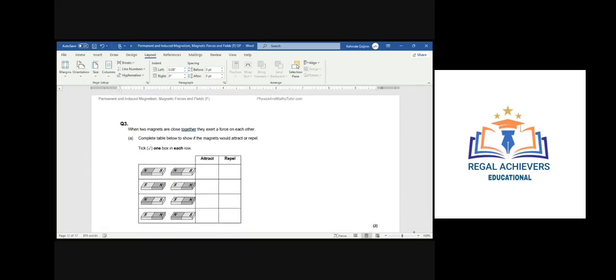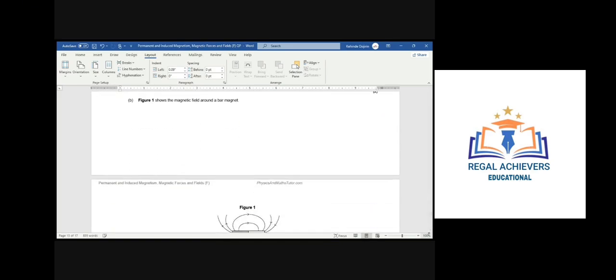Then it says, when two magnets are close together, they exert a force on each other. Complete the table below to show if the magnets will attract or repel. This is unlike poles, so that means they're going to attract. This is like poles, that means they're going to repel.